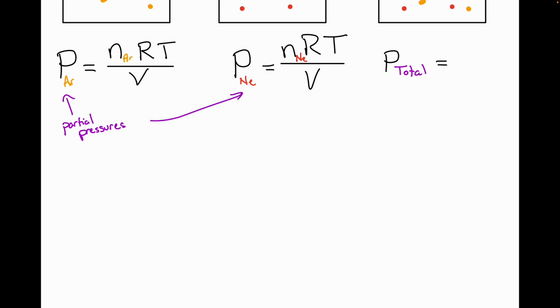So in this case here, my total pressure would just be equal to the pressure of argon plus neon. If I know how much argon I have, and I know how much neon I have, and I know the temperature of this canister and its volume, I can figure out the total pressure of that system. It's just the simple sum of the two.